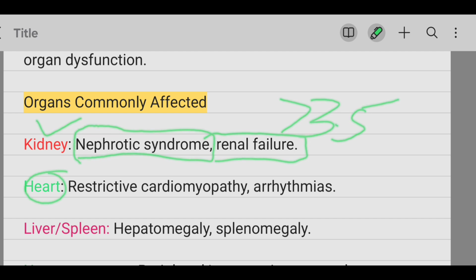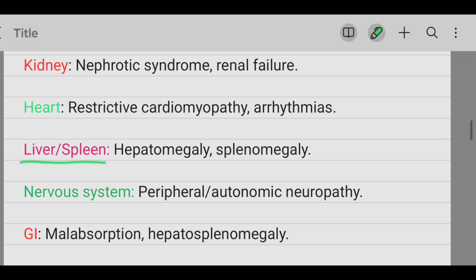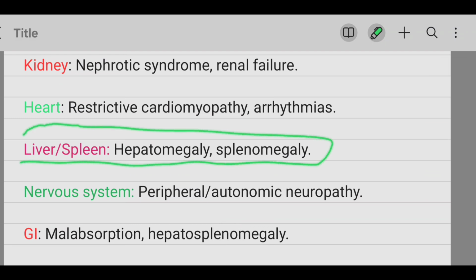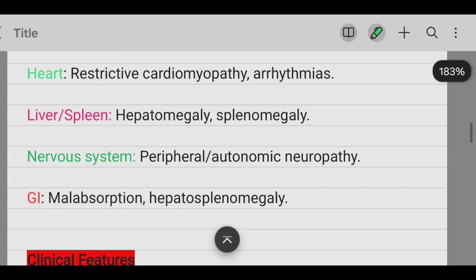In heart, it leads to restrictive cardiomyopathy. When there is restrictive cardiomyopathy, mostly right heart dysfunction occurs, and also the patients are prone to arrhythmias. Then there can be damage to liver and spleen, leading to hepatomegaly, splenomegaly, liver dysfunction, and nervous system is also affected. Peripheral nervous system is when affected, then it leads to carpal tunnel syndrome in most of the cases. Autonomic neuropathy can also be seen and peripheral neuropathy can also be seen. Gastrointestinal tract is when affected, it leads to malabsorption and, as I have told you, hepatosplenomegaly.